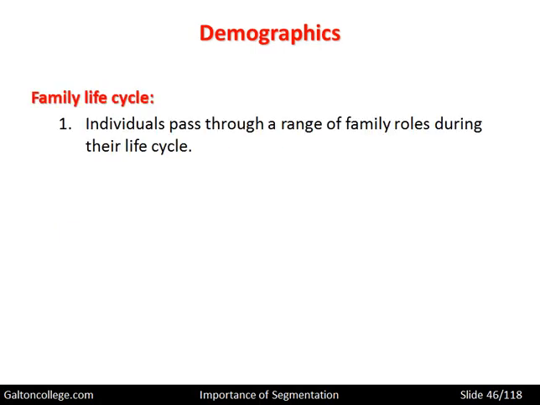Family life cycle. Individuals pass through a range of family roles during their lifetime. At one stage they're unmarried, then they get married and have perhaps 2 children, or whatever is the norm, or whatever is acceptable, and so on. I think in the West we often joke about 2.4 children being the average. But they have a number of children.